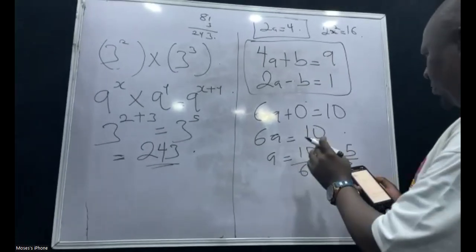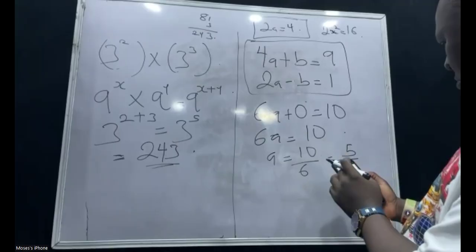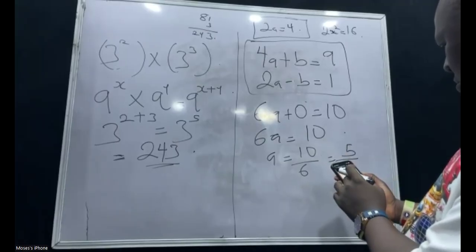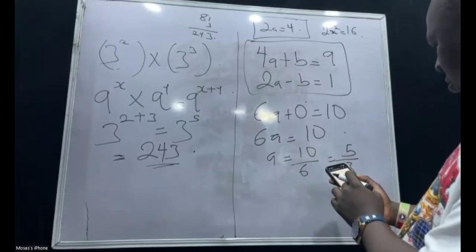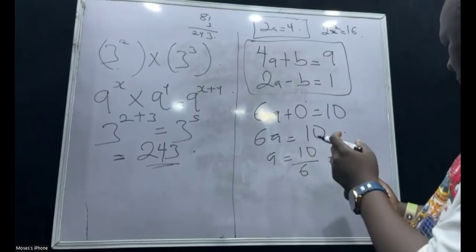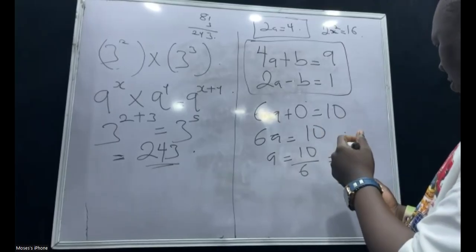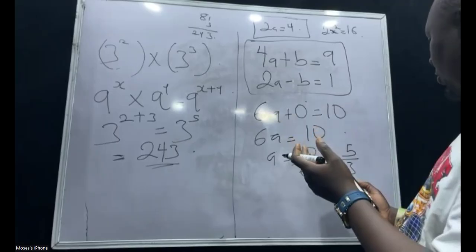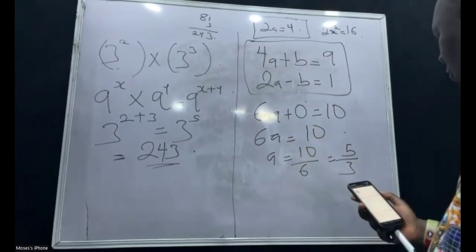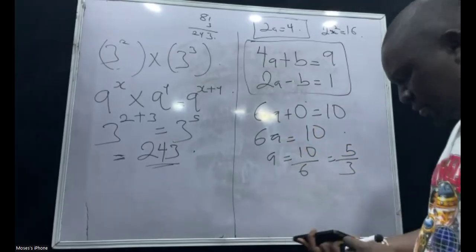No, I made a mistake. Your A is going to be 5 over 3. Now, if you want to look at B, look for your B.